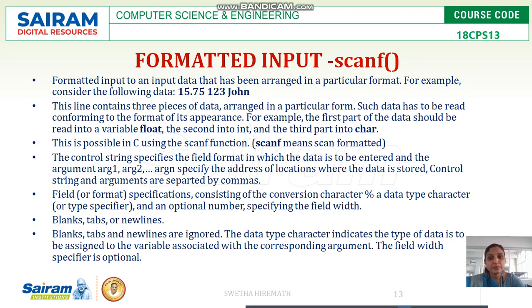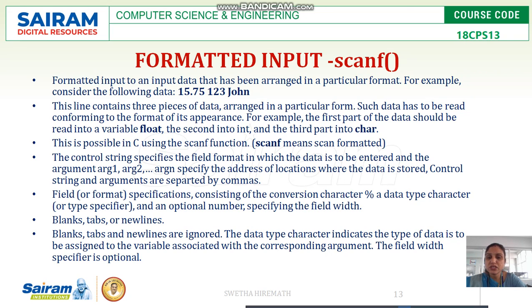We have three different types of data here. 15.75 is a floating point number, 123 is an integer number, and John is a character or a string. So this line contains three pieces of data arranged in a particular form. Such data has to be read conforming to the format of its appearance. For example, the first part of the data should be read into a float variable, the second into an int, and the third part into a character.